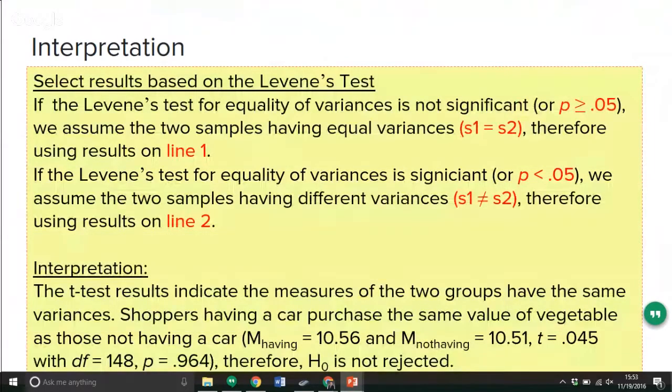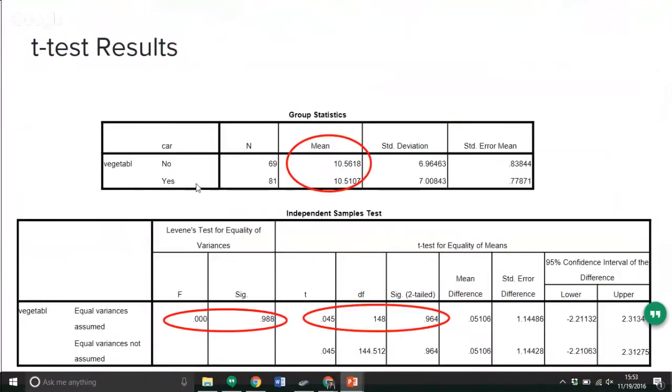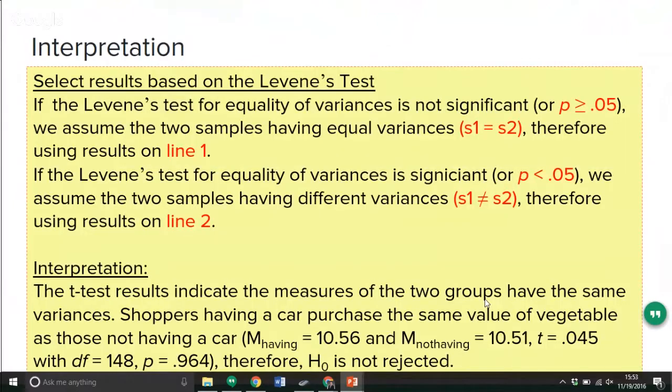I have on this slide a little bit more of an interpretation on how we use the results based on the Levene's test, which you see here, the Levene's test for equality of variances, to determine which line we read, and then our interpretation. So there's a written version of the interpretation. The t-test results indicate the measures of the two groups have the same variances.